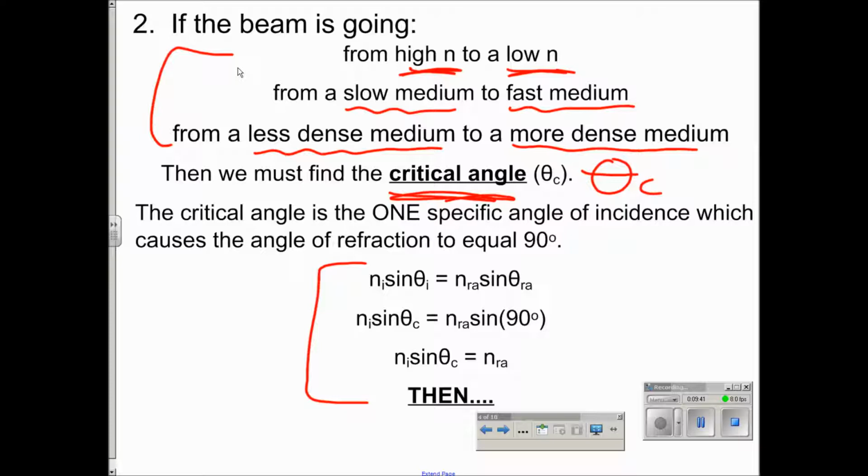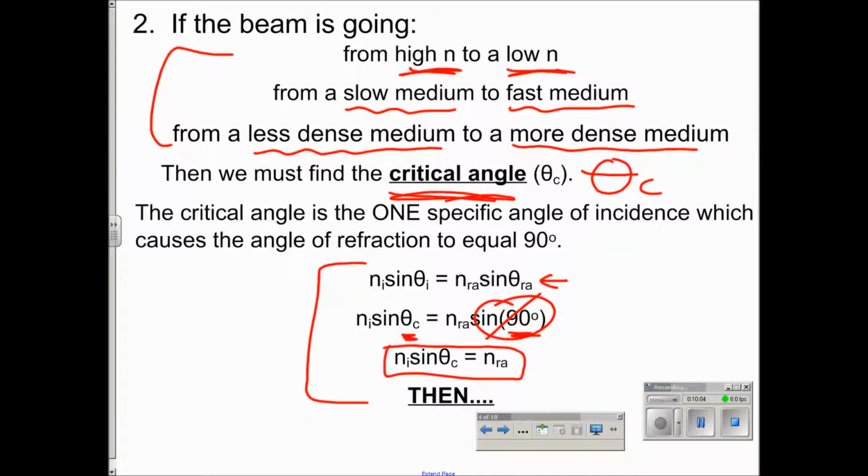Find your critical angle. Here's how you find the critical angle. You basically start out with Snell's law. But remember, the critical angle is the incident angle that results in an angle of refraction of 90 degrees. Now, it turns out that the sine of 90 degrees is just 1. So this just goes away, because NRA times 1 is NRA. So we get this equation.